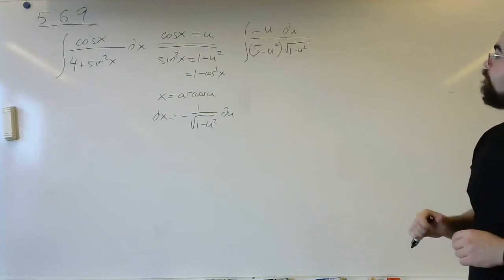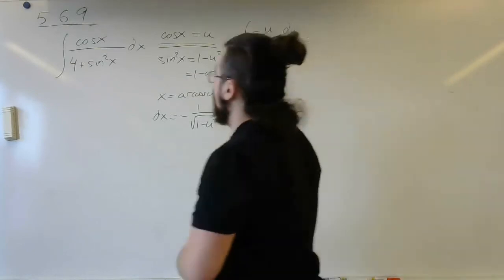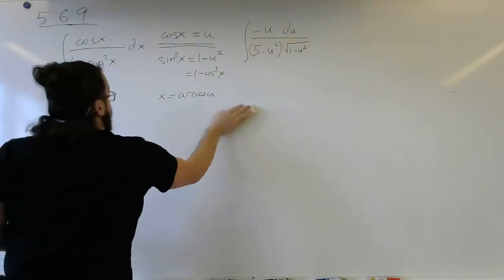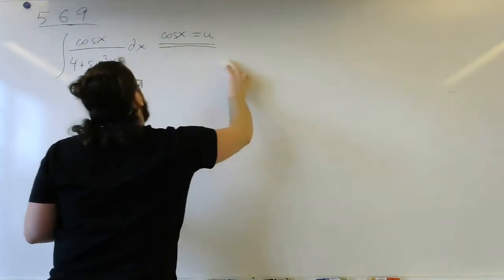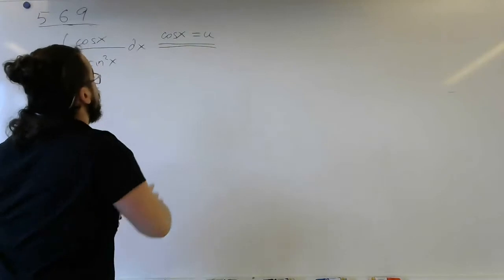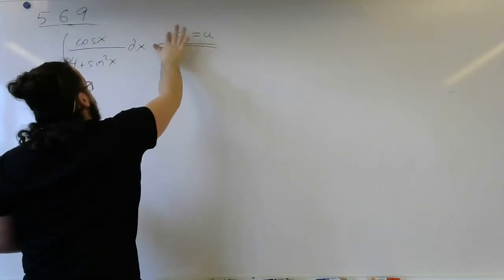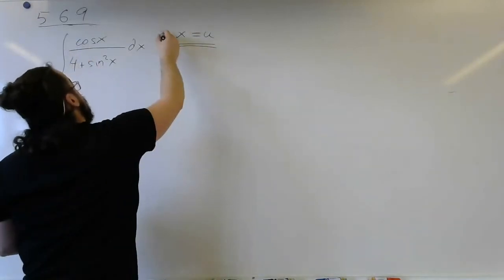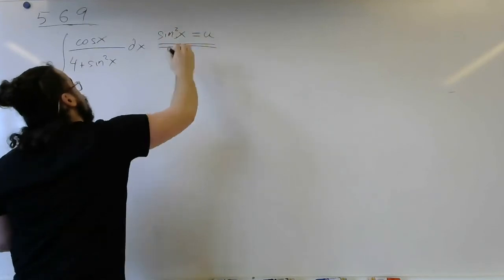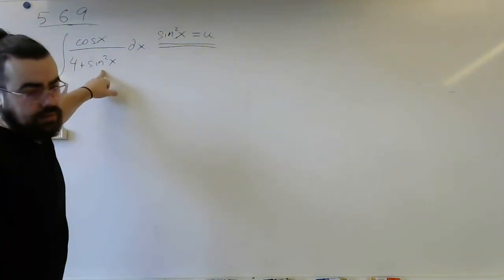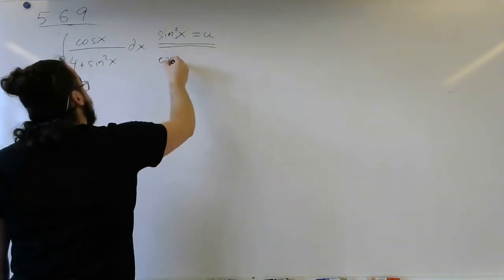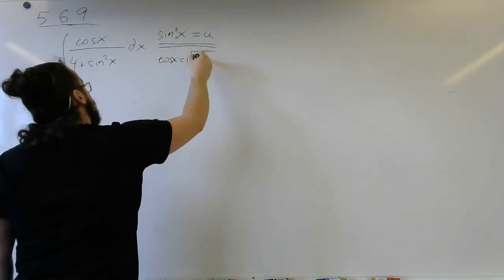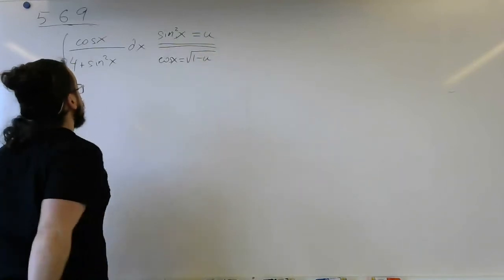So let's begin fresh. Obviously, this change didn't work. So the next thing that we can consider is the sine square, maybe. In this case, cosine of x is the square root of 1 minus u.